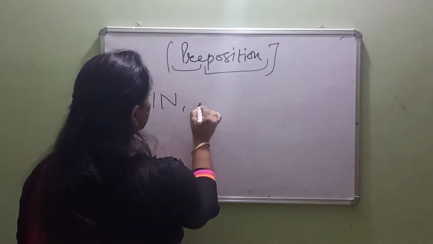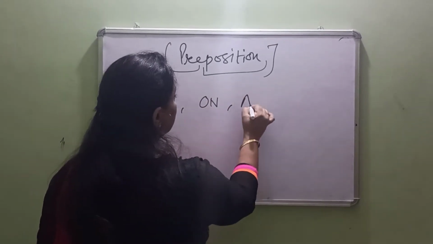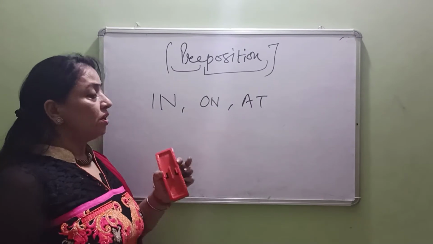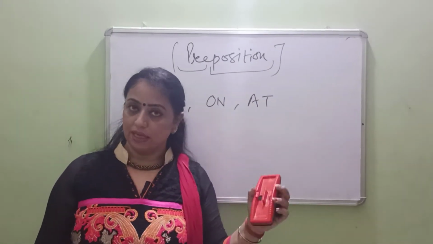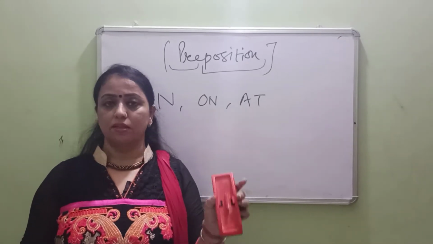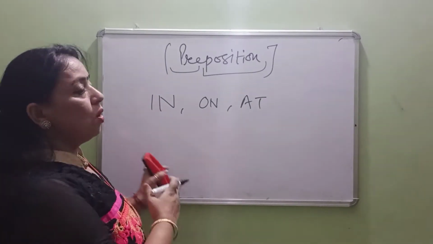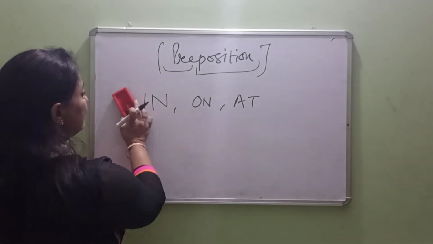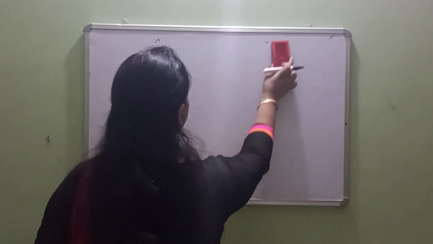which are always confusing, where you are not able to sort out where to write in, on, at. That's a very simple trick I'll tell you that you will never forget, and it's very easy. So let's discuss in, on, at today. I will take in, on, at in three different ways.